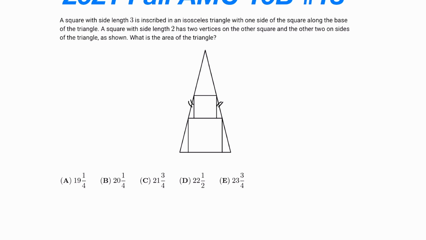A square with side length 2 has two vertices on the other square and the other two on the sides of the triangle. So this has a side length 2. It asks for the area of the triangle. This has side length 3.